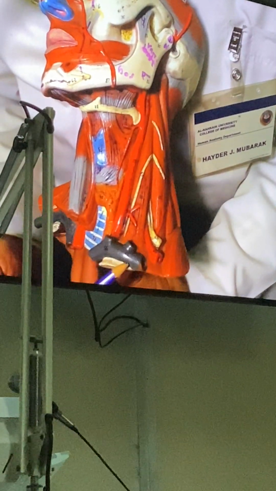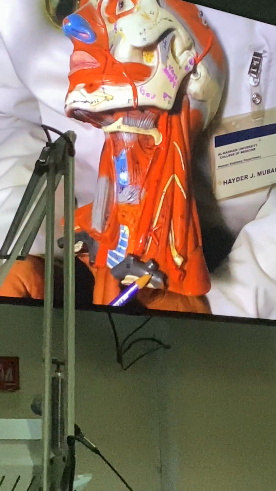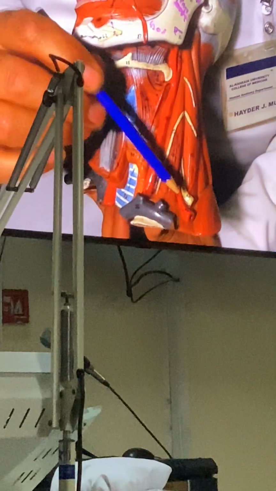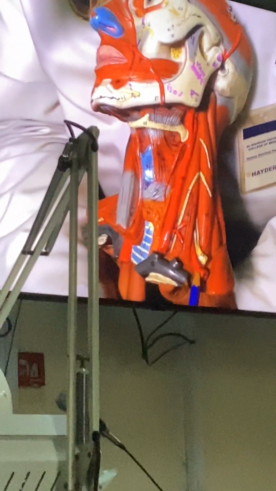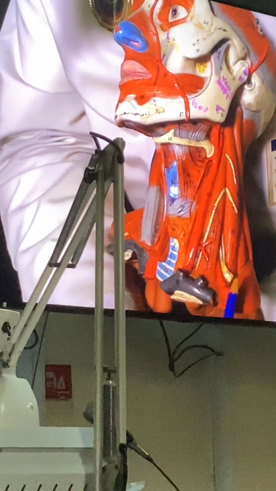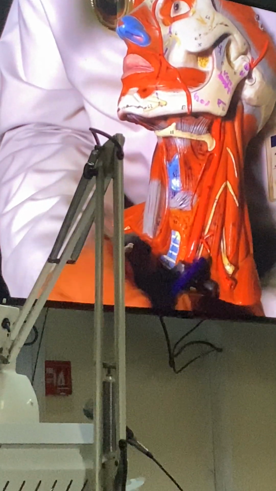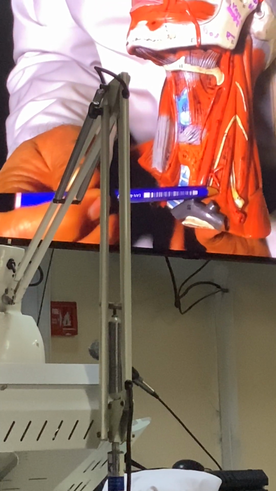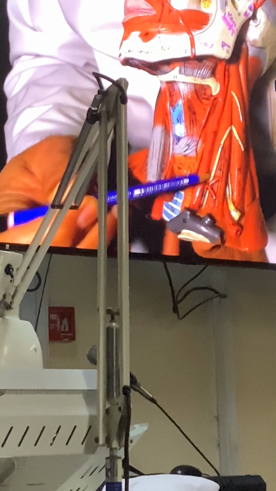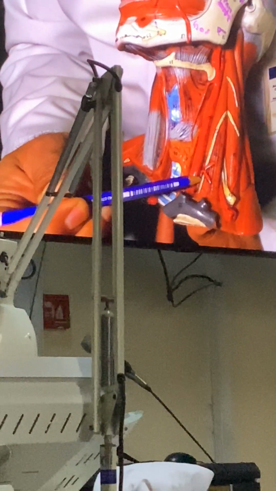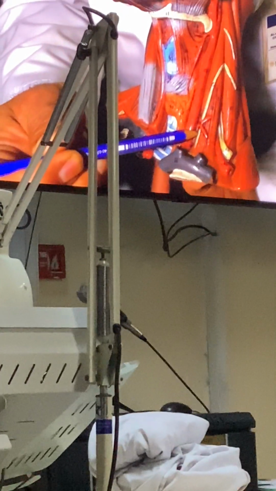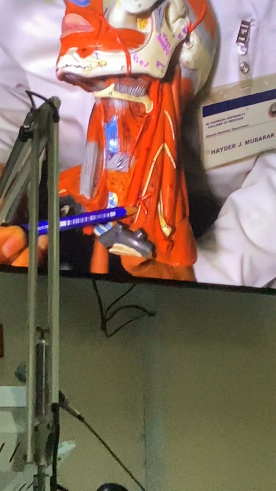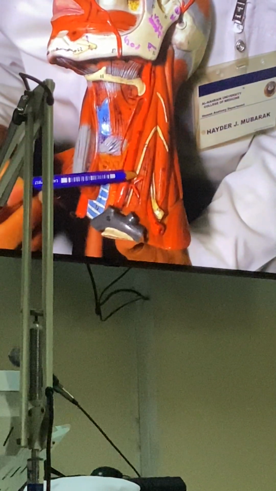This is the subclavian vein, and that is the subclavian artery. And the muscle between the subclavian vein and subclavian artery is scalenus anterior, right? There is no way of running directly on scalenus anterior except the phrenic nerve. This is the phrenic nerve.